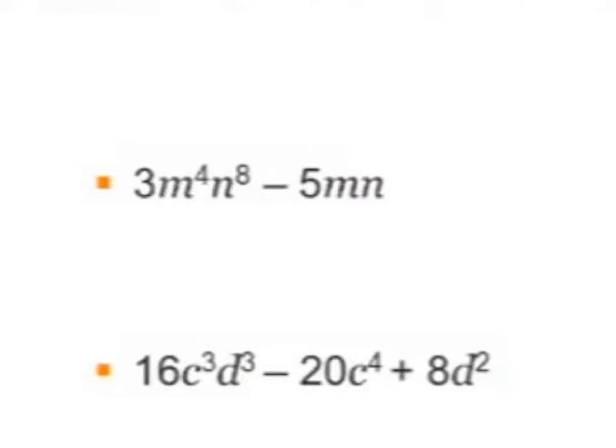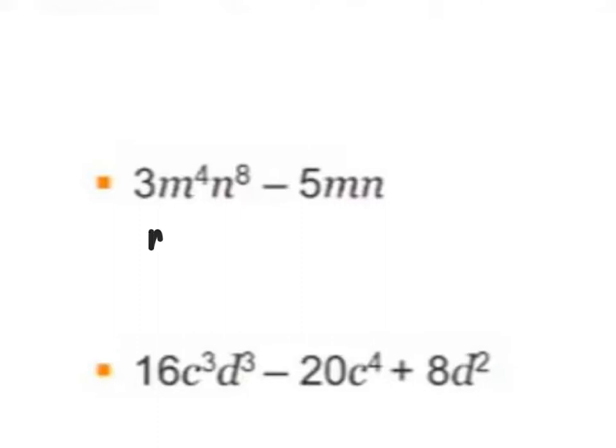Okay, so I can't factor out anything between 3 and 5. They're both prime numbers. 3 doesn't go into 5, so I can't do anything. I have an m to the fourth and an m to the first. I have an n to the eighth and just a single n. Because these are my smallest variables with exponents, these are the ones that I can factor out.